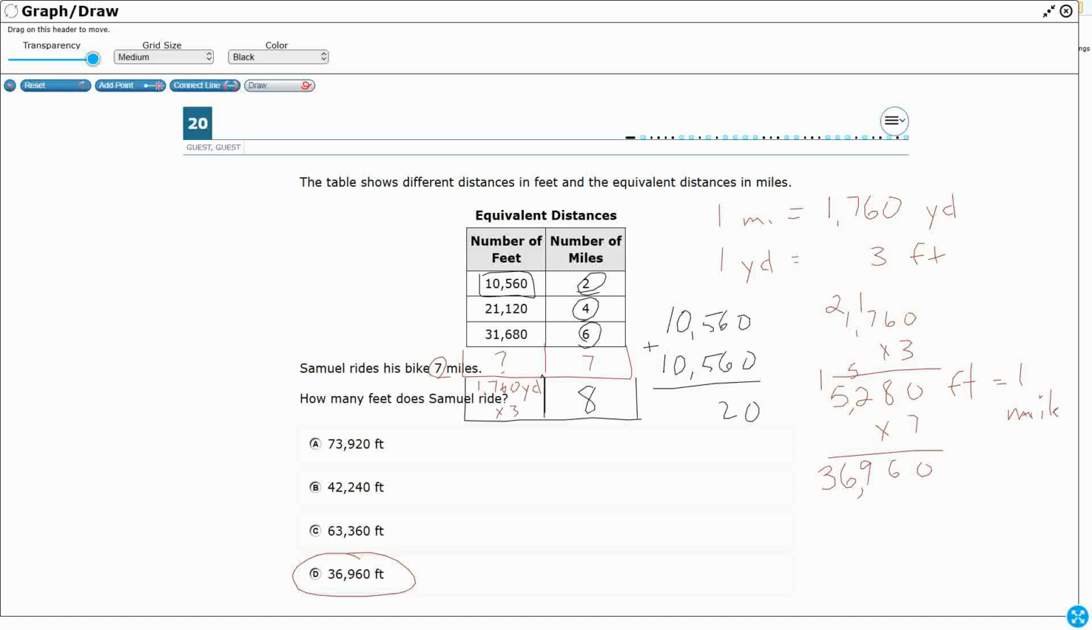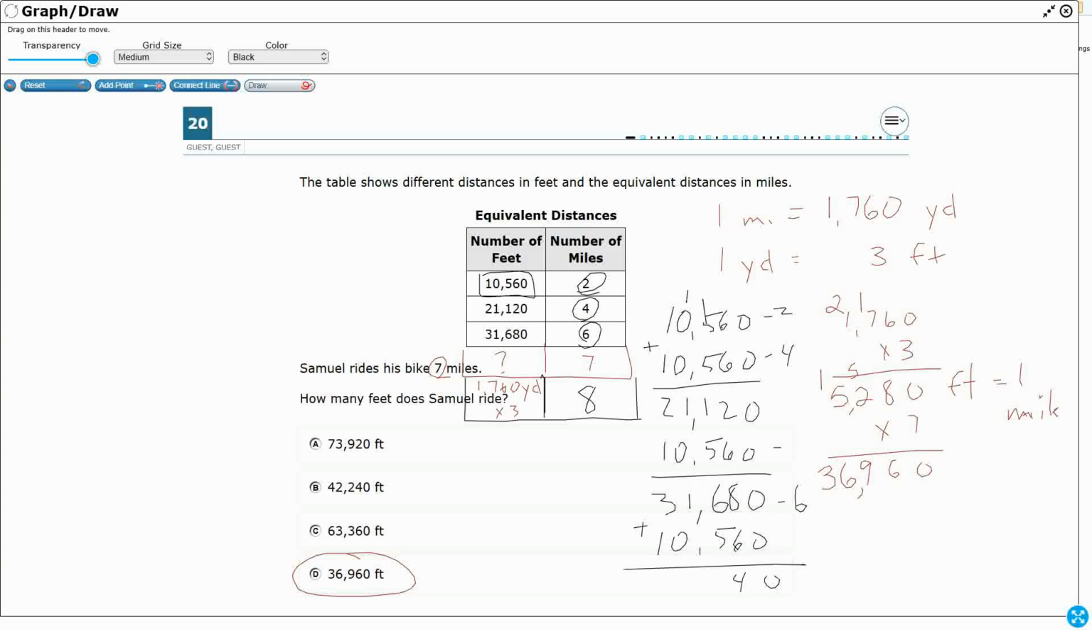I add the 10,560 again, and that's going to get me 31,680 for 6 miles. All I have to do is just add that again. I don't even need to figure out how much 7 miles is. Let's just add 10,560 again.